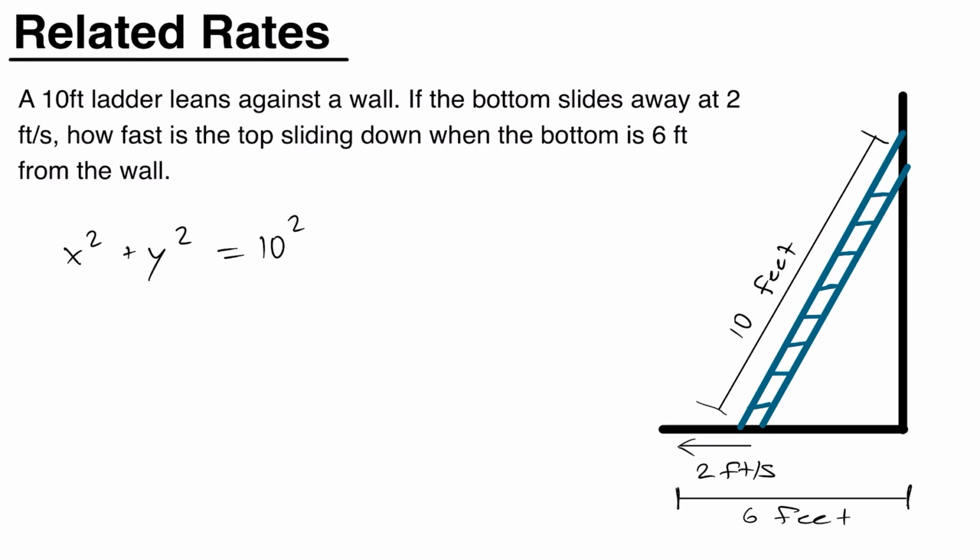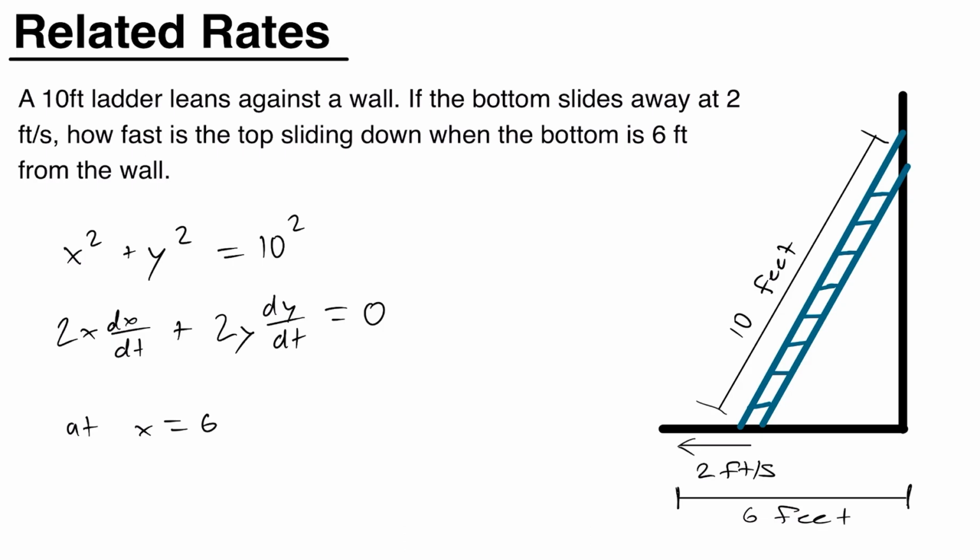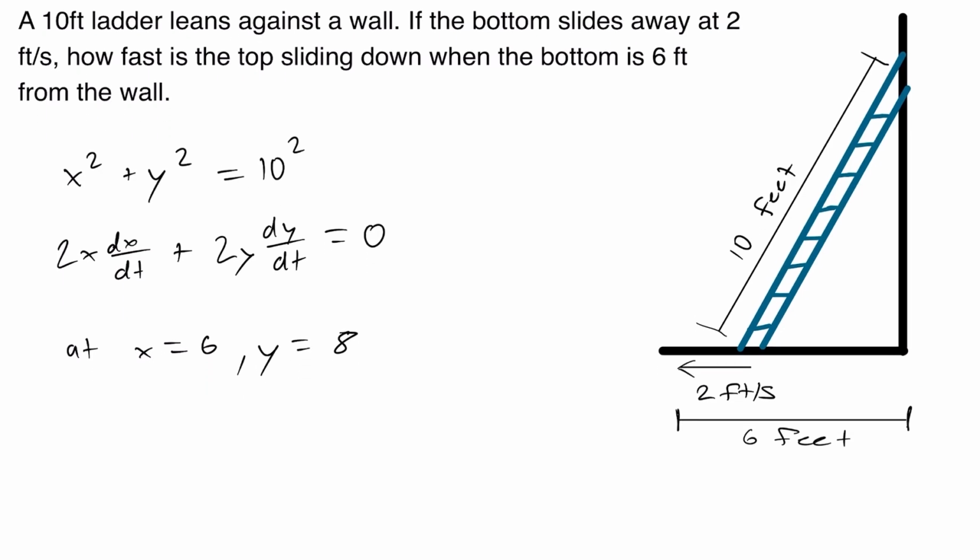And then from here, we're going to differentiate, or find the derivative, with respect to time. So that's going to be 2x dx over dt plus 2y dy over dt is going to be equal to 0, since the derivative of 10 squared, or 100, is 0. And then at x equal to 6, y is going to be equal to 8.